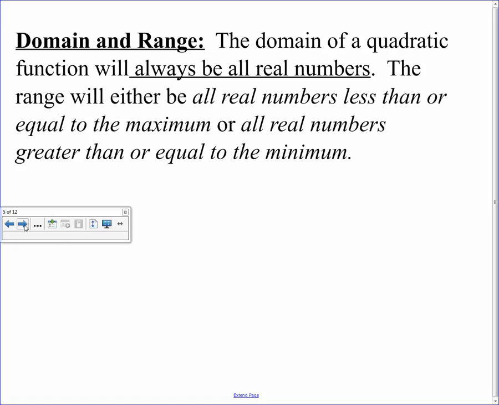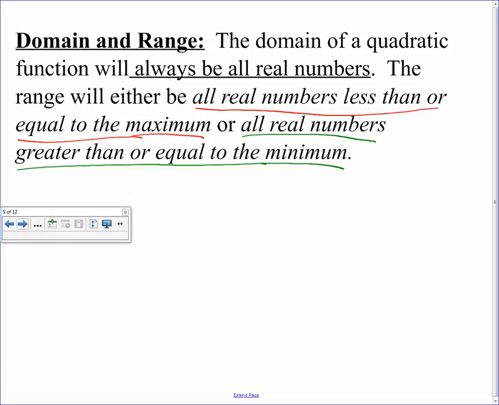Now when we're taking a look at the domain and the range of a quadratic, the domain of a quadratic function will always be all real numbers. X can be anything on these quadratics. The range is dependent on whether you have a maximum or a minimum. So if you have a maximum, the range will be all real numbers less than or equal to the maximum. Now if you have a minimum, on the other hand, your range will be all real numbers greater than or equal to the minimum. So notice the key terms here: if you have a maximum, it's less than or equal. If you have a minimum, it's greater than or equal.